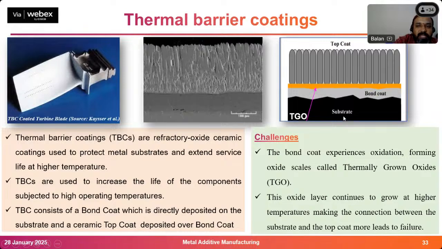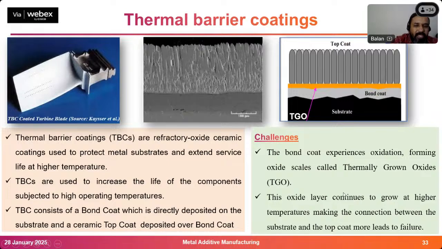So the material from the substrate will move forward and react with the temperature that is coming from that side, and it forms an oxide. Once again, the oxide will act as a ceramic. So it is like an oxide layer, and it tries to peel off your top coat. Once that top coat is peeled, it will attack your substrate. So I want to protect that. So this thermally grown oxide is a challenge.